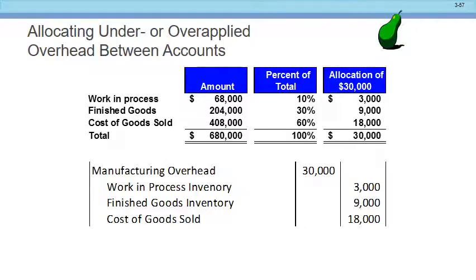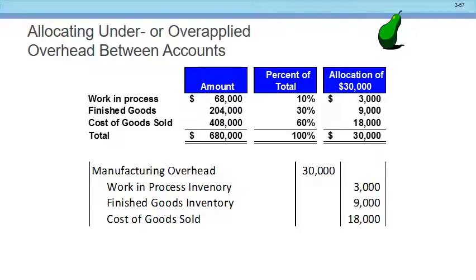If it's under-applied, what happens? That means that my actual was more than my applied, wasn't it? Okay, so to close this out, I'm going to do what? I'm going to go ahead and now credit my manufacturing overhead account. I have to debit something. I'm going to debit what? Cost of goods sold if it's not material. Work in progress, finished goods, and cost of goods sold if it is material, right? Based on the relative percentage each has.